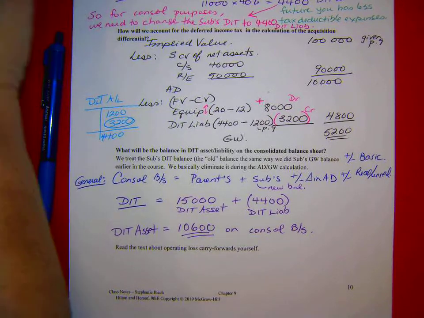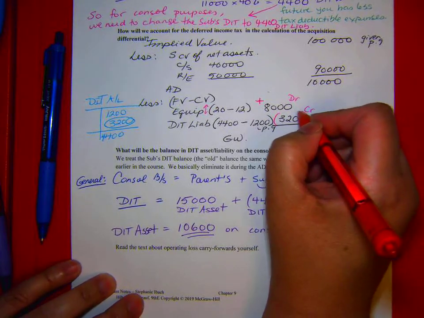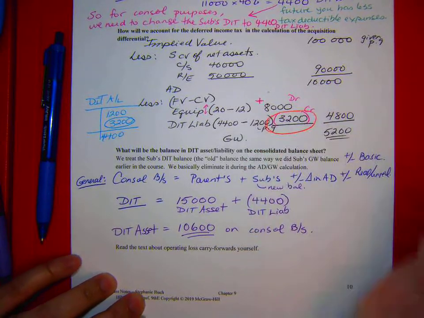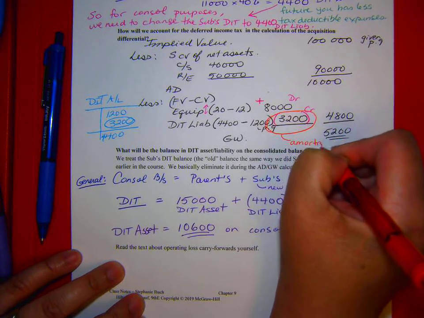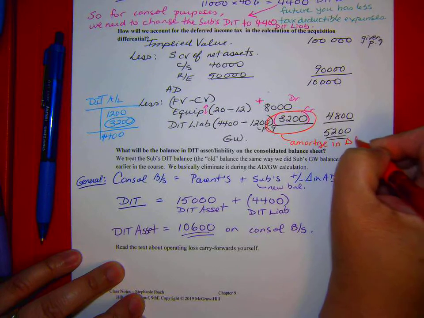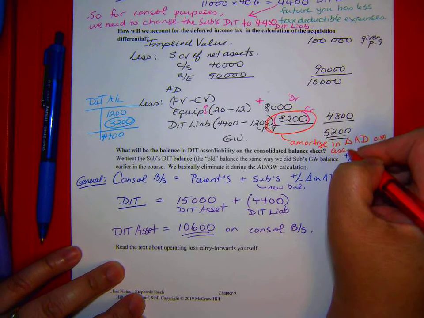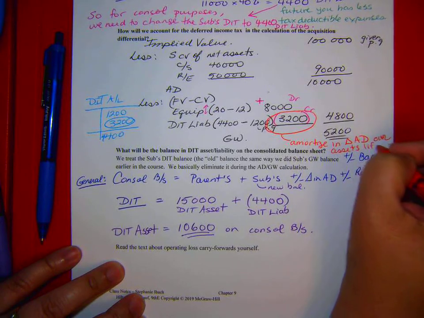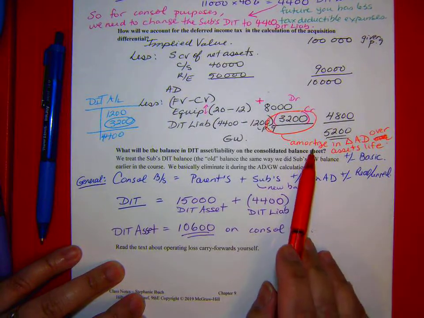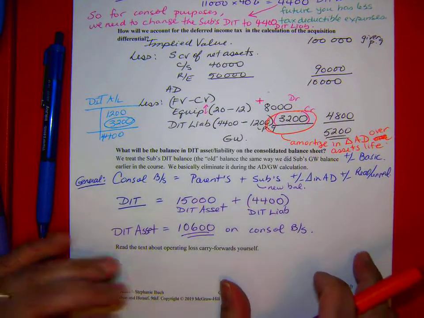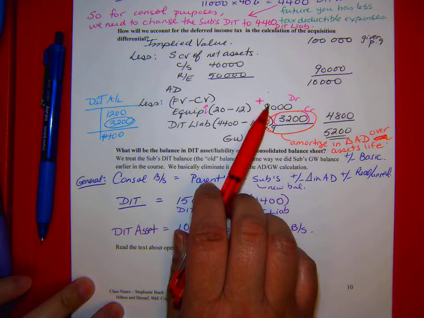Last thing on this that I wanted to draw your attention to is, with this DIT liability we have here, you're going to amortize that in changes in AE over the asset's life. So if it was a 10-year life, each year you'd take off 320. Just like this goes on changes in AD, so does this.